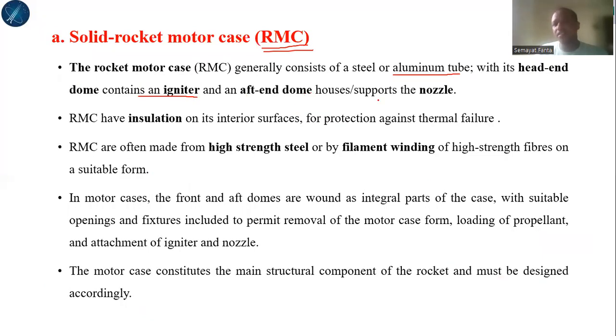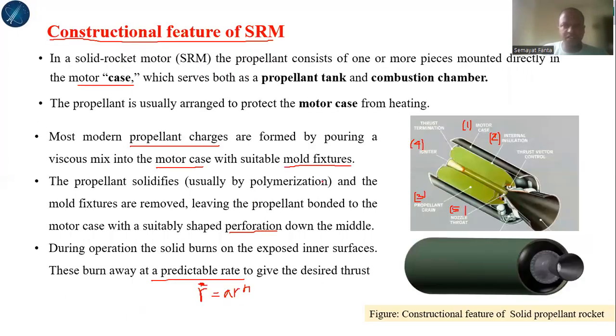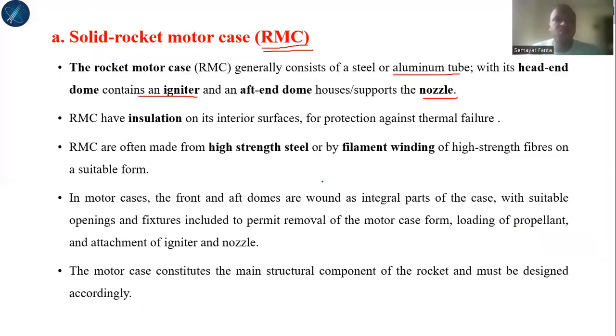And at the aft end, there are nozzle attachments. There should be some nozzle attachments with the help of a metallic structure. So it supports both these things. All these things are supported by the motor case. There is also insulation just beneath the motor case. The materials for the rocket motor case are high strength steel, which is a conventional material. And when we are using modern technology materials like composite material, then we use filament winding.